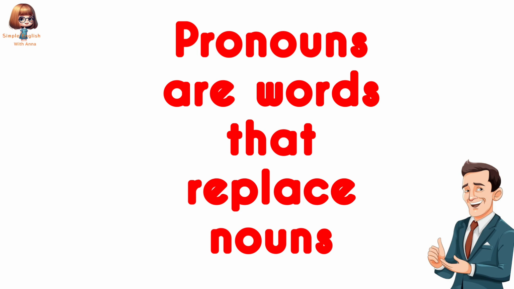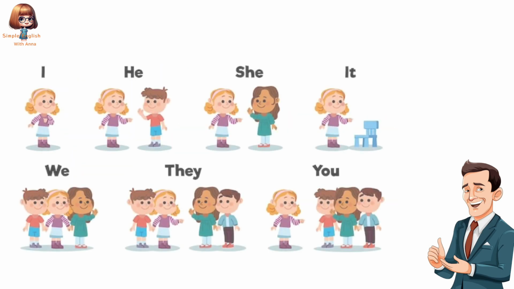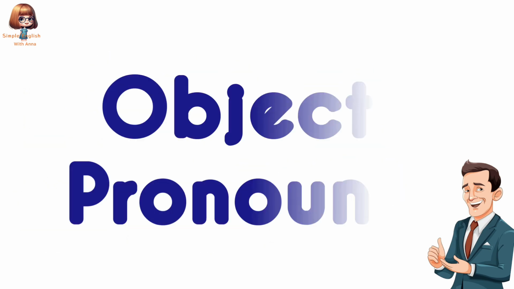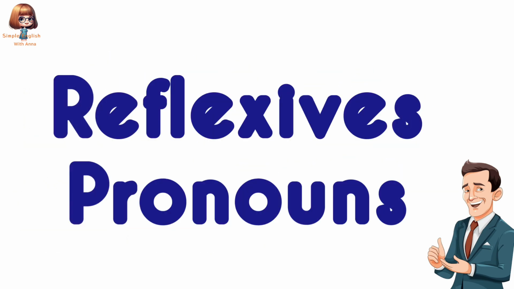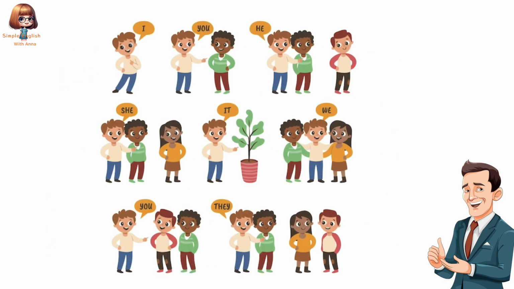Pronouns are words that replace nouns. Examples of pronouns are he, she, it, they, we, you, and I. Pronouns can have different functions in a sentence. They can be subjects, objects, possessives, or reflexives. This dialogue is a perfect example of the correct use of pronouns.